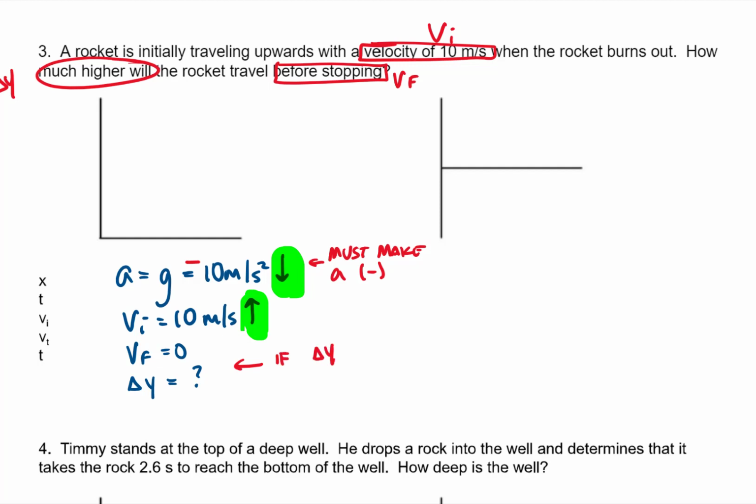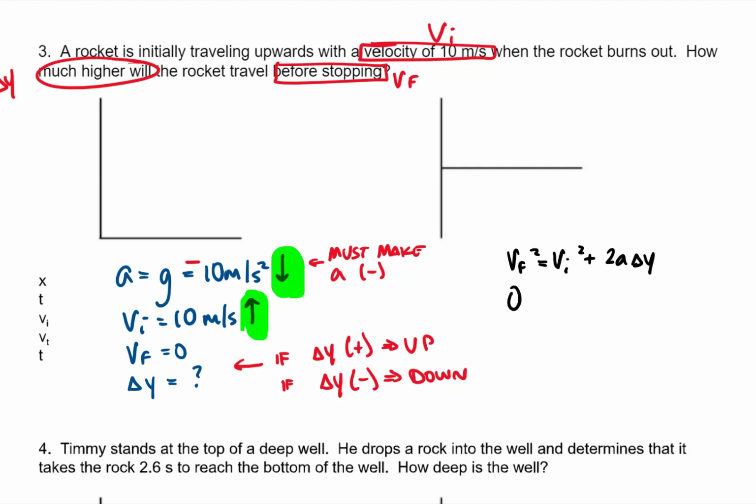Real quick thing, since we're going to have positive and negative signs, if delta y is positive, my displacement's up. If delta y is negative, that means my displacement is down. So we want that v squared equation. So v final squared is v initial squared plus 2a delta y. We're going to plug in our numbers. So 0 squared is equal to 10 squared plus 2 times negative 10 times delta y. I don't know what delta y is. So make the squareds go away. I have 0 is equal to 100 minus 20 delta y.